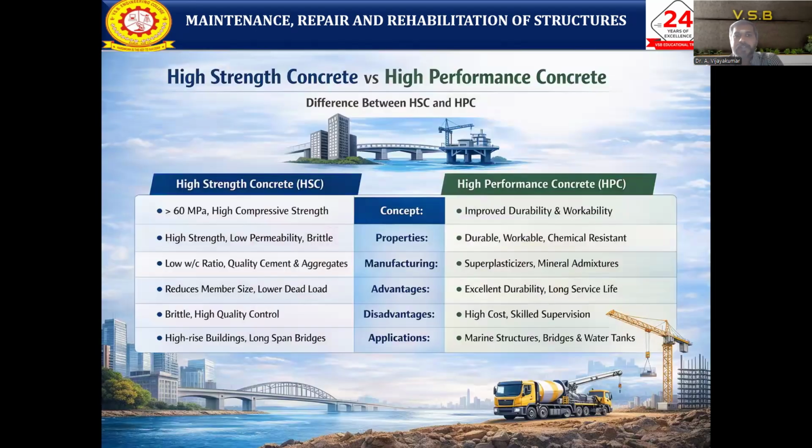What is the comparison between high performance concrete and high strength concrete? When you're using high strength concrete, we get a maximum of 60 megapascal and increased compressive strength. Here HPC improves the ductility as well as the workability. The properties of high strength concrete are low permeability, but it's a brittle material. HPC is durable, more easily workable and chemical resistant.